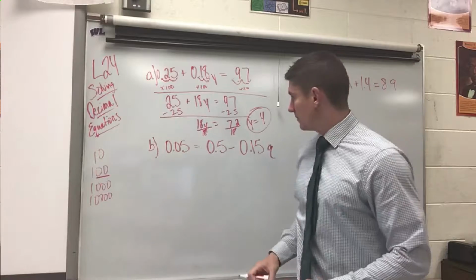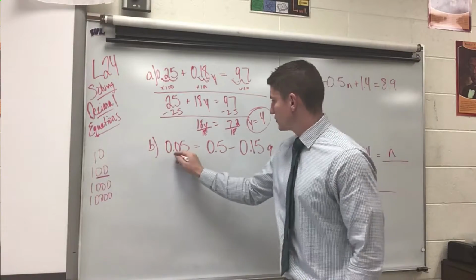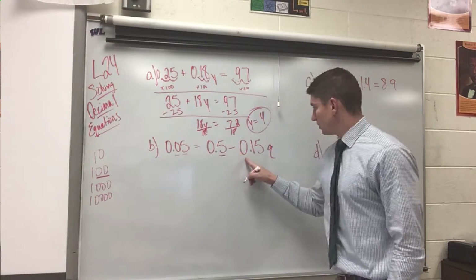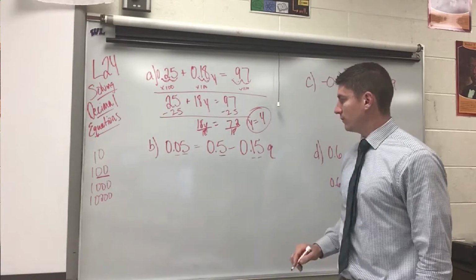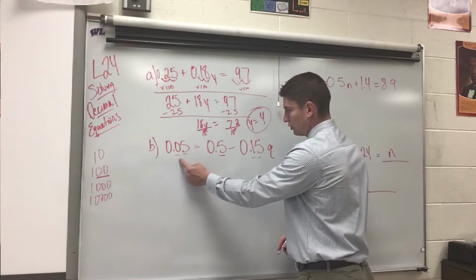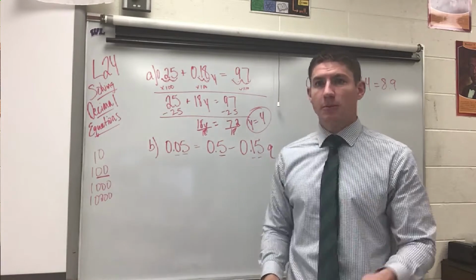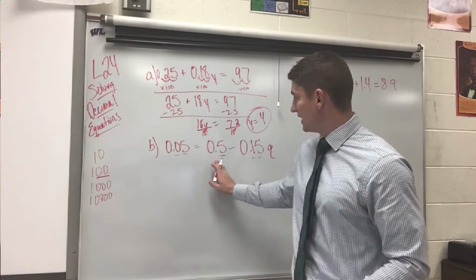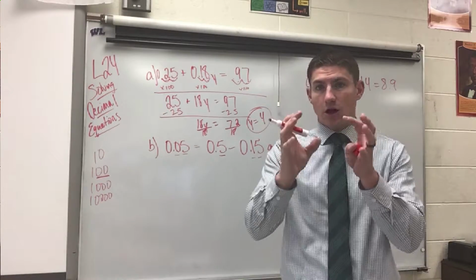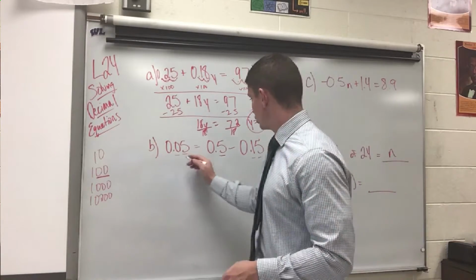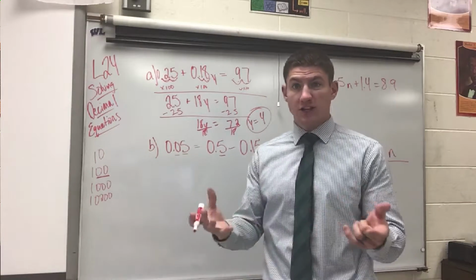Take a look at letter B. Here you've got 0.05, so I've got two decimal places. 0.5 only has one decimal place, and 0.15 has two. Just because there's a difference between having two decimal places in both of these terms and one decimal place here doesn't mean that I change that power of 10 and only multiply by 10 here and not 100 here. I can multiply by the largest power that I need to solve and simplify all of those throughout. So again, I've got two decimal places as my largest number of decimal places that I need to move.